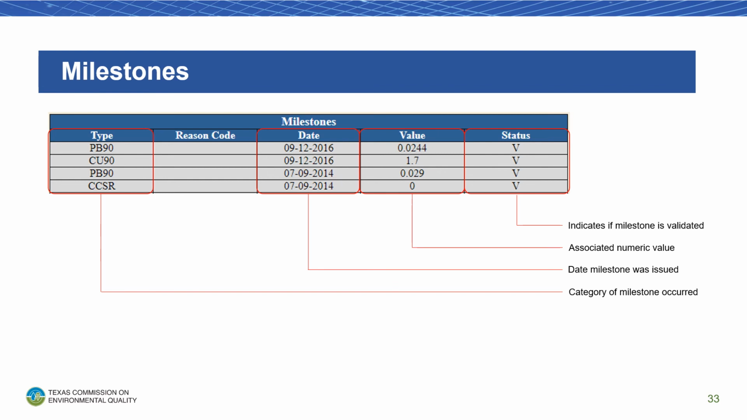Date provides the date the milestone occurred. Value provides the numeric value associated with the milestone, if applicable. For example, the 90th percentile value for the copper exceedance on this page is 1.7 milligrams per liter. Some milestones do not have a value associated with them, such as CCSR, which means a corrosion control study is required. These types will have a 0 in the value field. Status indicates if the milestone has been validated or not by the TCEQ. The three options include V for validated, P for primary, and R for rejected.